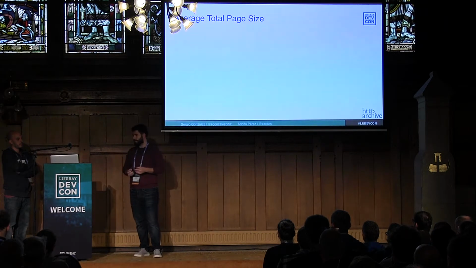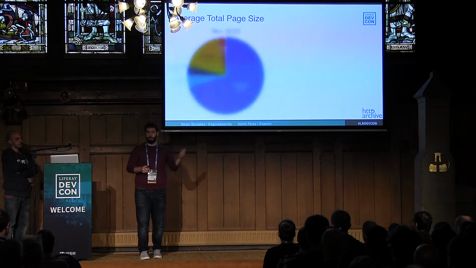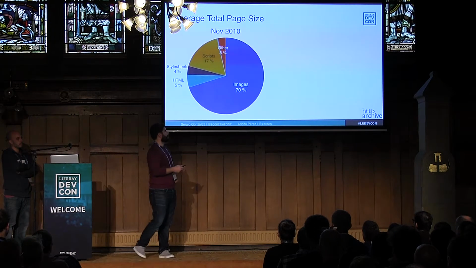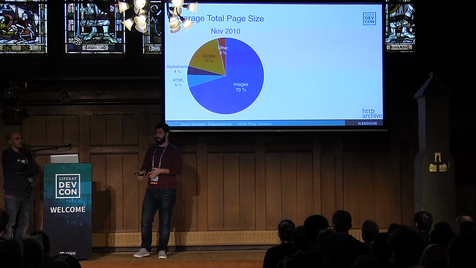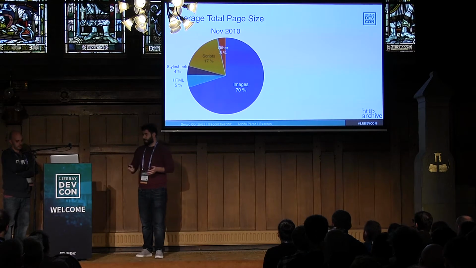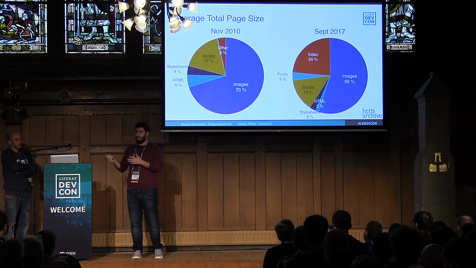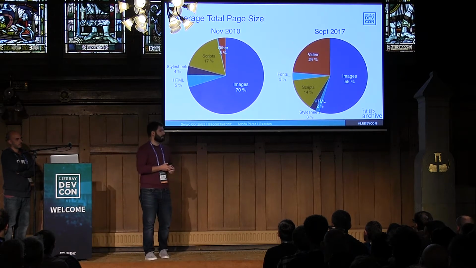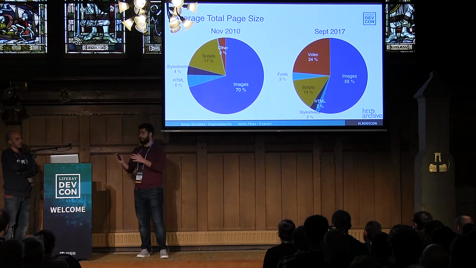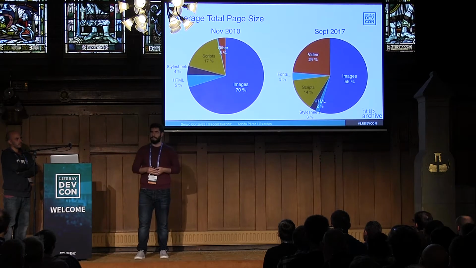So it's a lot. This is the distribution of a page size back in 2010. You can see that almost 3/4, they are basically images. And if you compare that to 2017, you see that images is still getting a big piece of the pie. More than half of the page size is images, and video is getting a bigger piece of the pie.